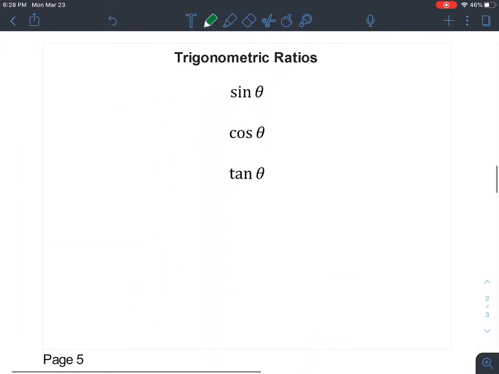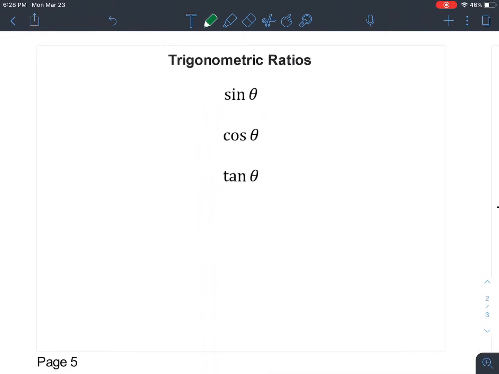All right, now you might be familiar with the names of these, the trigonometric ratios. Now these are not all of them, but these are the ones I'm going to start with for right now. We have sine of theta, cosine of theta, and tangent of theta. And just so you know, this is how you spell them: sine, cosine, and then tangent.